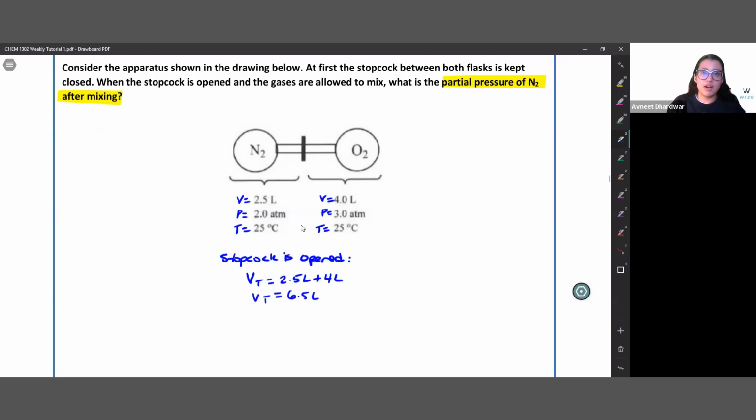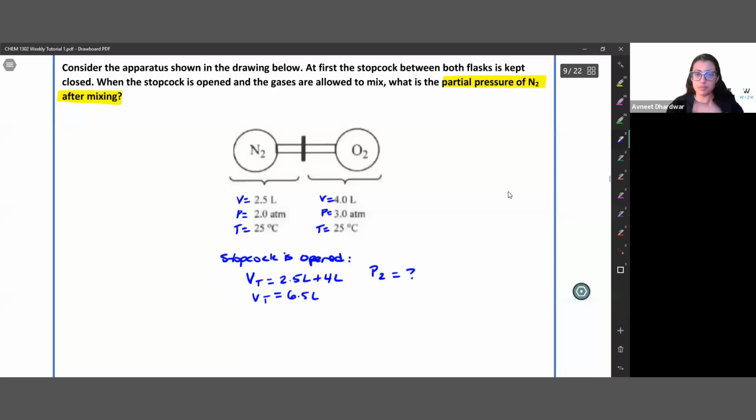Now let's think of just nitrogen for a second. At first we had it in one container, and when the stopcock opens, it goes into a giant container. That's all you have to think about. We can actually ignore oxygen completely here because of the definition of partial pressure. Partial pressure says that even if we have a mixture of gases, the partial pressure of nitrogen is the pressure nitrogen would have if it was alone in that container. So this question is pretty much saying you have this initial scenario, and in the final scenario, when the stopcock is open, what is the pressure?